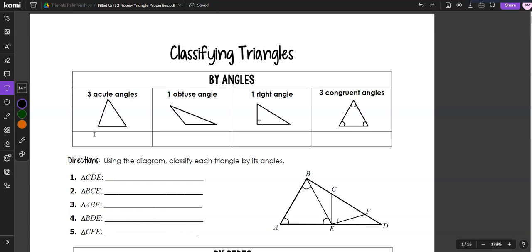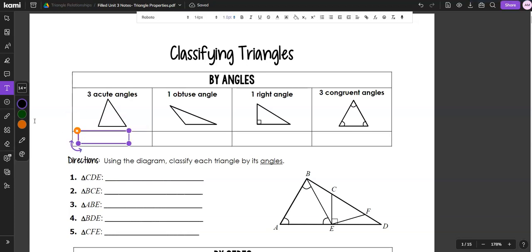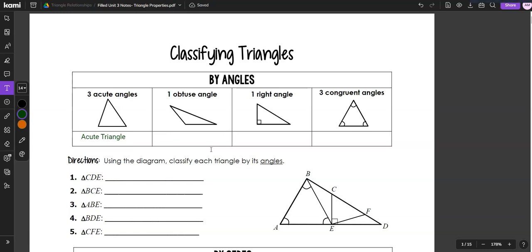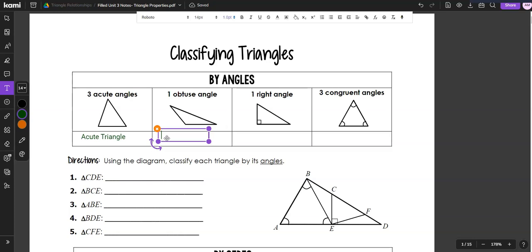So again, 3 acute angles. If all the angles are less than 90 degrees, we simply call that an acute triangle. All right? Mathematicians are super creative in the way they name things. So if we have an obtuse angle in our triangle, well then we call that an obtuse triangle.